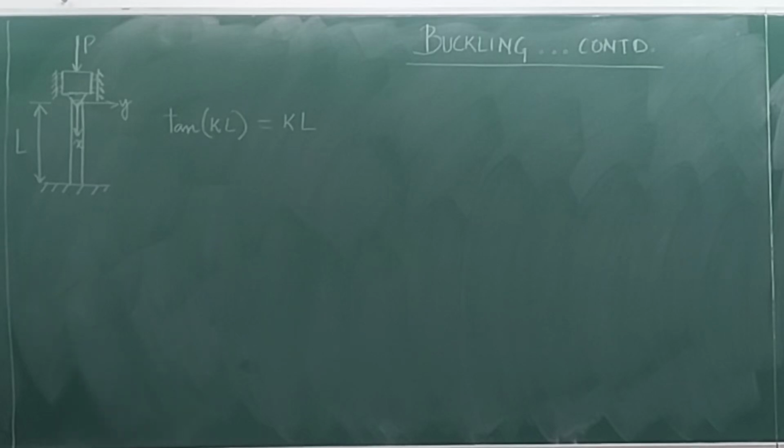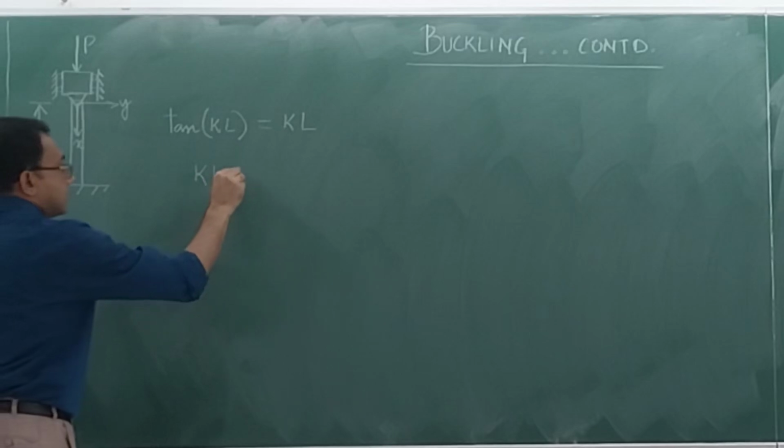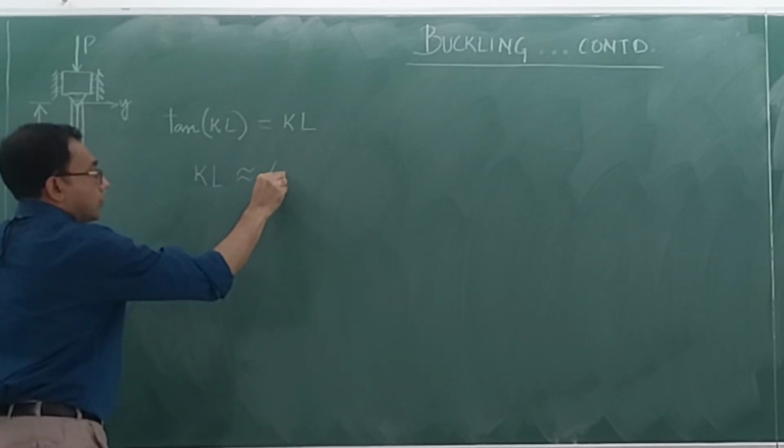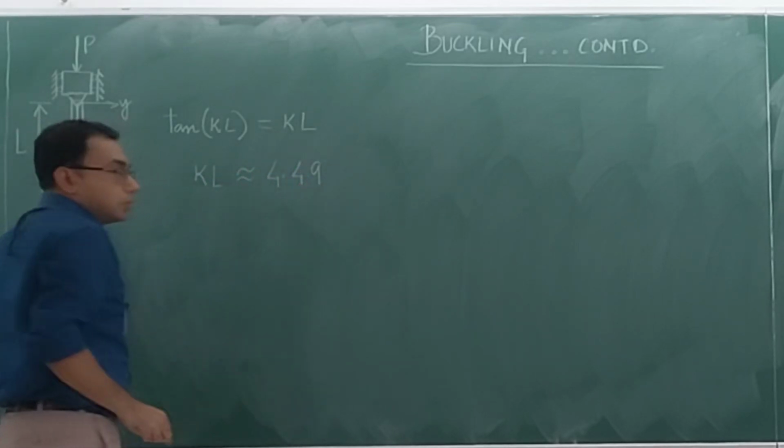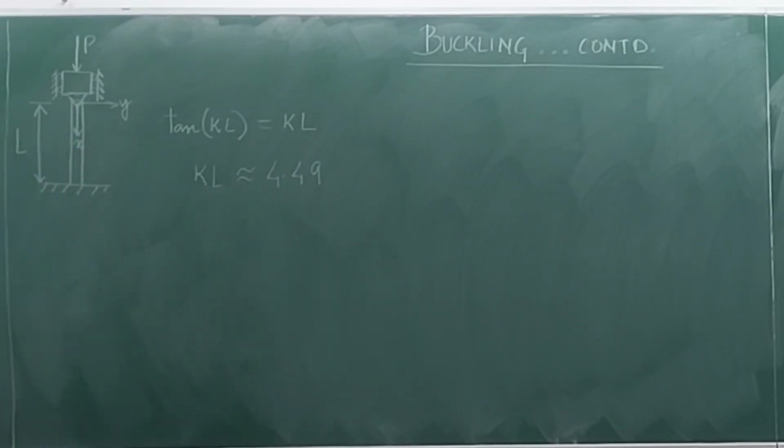So I had asked you to try it. Did you try? What is the approximate value of KL for which this would be true? 4.4. Did you manage to do it in your calculator? Okay, good, because that is what you would actually require. So KL is approximately 4.49. Okay, we'll call this 4.5 approximately.